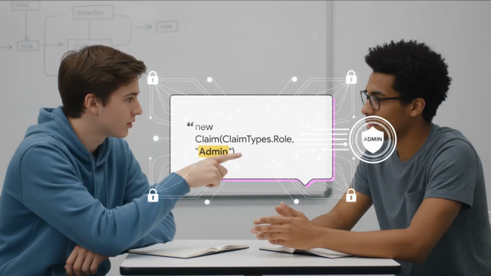And this one line of code right here, this is where the real magic happens. New claim, claim types role, admin. This is the exact moment we attach that admin role to the user's identity for this specific visit. This is the stamp that our application is going to look for.